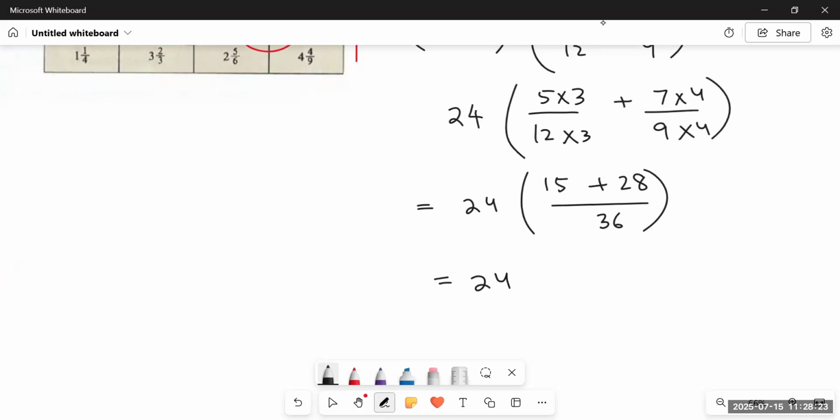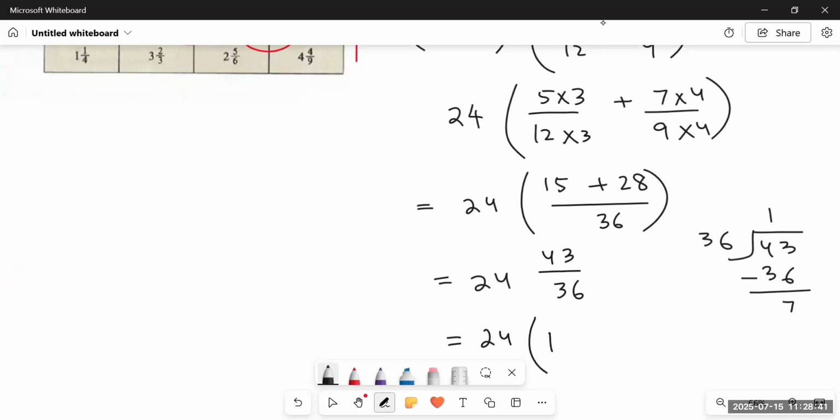43 upon 36. But you can see that we are getting an improper fraction. So what do we have to do? We have to divide 43 by 36. 36 ones are 36. And what are we left with? 7. So we will give 24 whole, 1 whole, 7 upon 36.